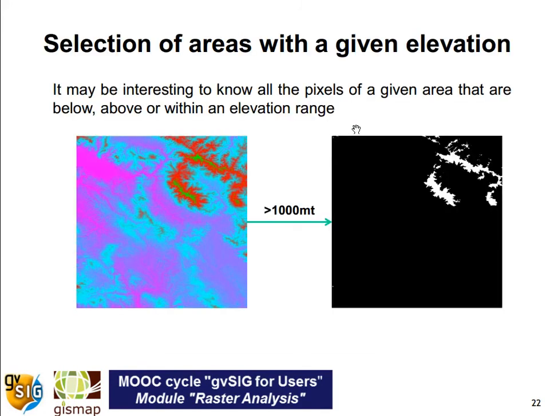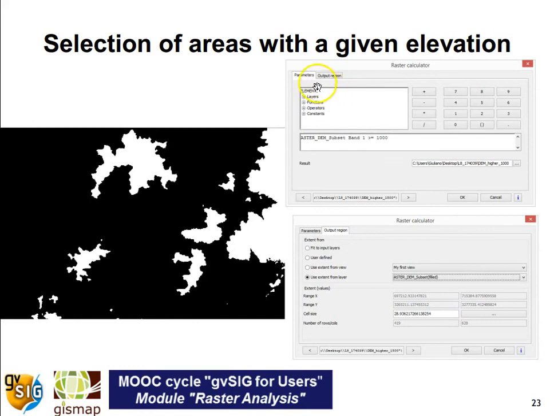The last one is the selection of the area with a given elevation. So maybe it can be interesting to know all the pixels of a given area that are below, above, or within an elevation range. So you select, let's say, the digital elevation model, and say, show me, for example, all the areas that are higher than 1000 meters. So here you just say by raster calculator. I will show you how to do it, and this is the result.